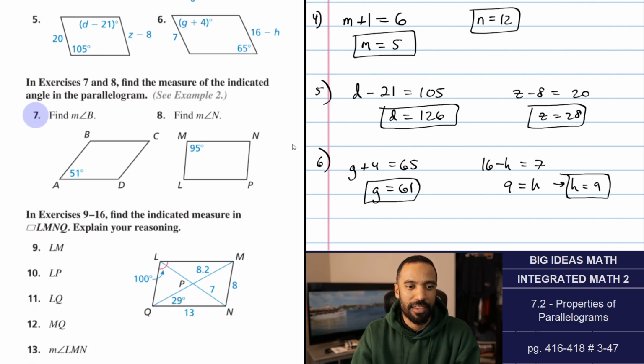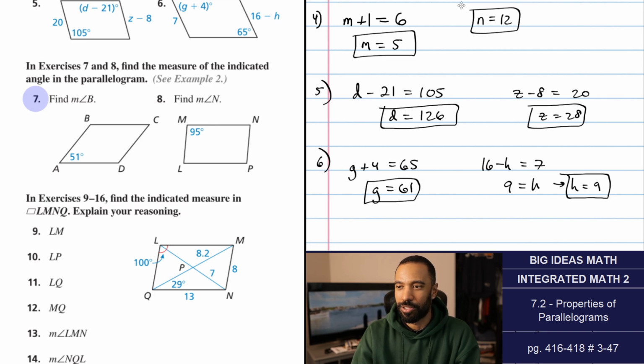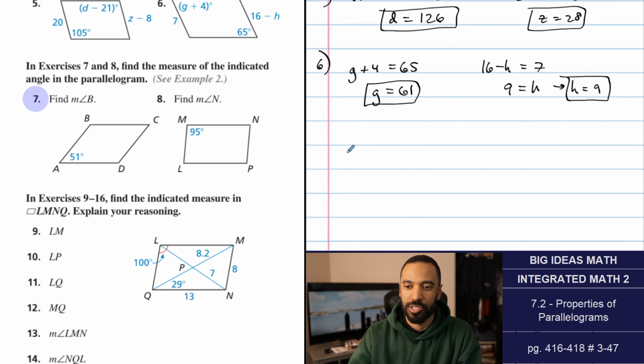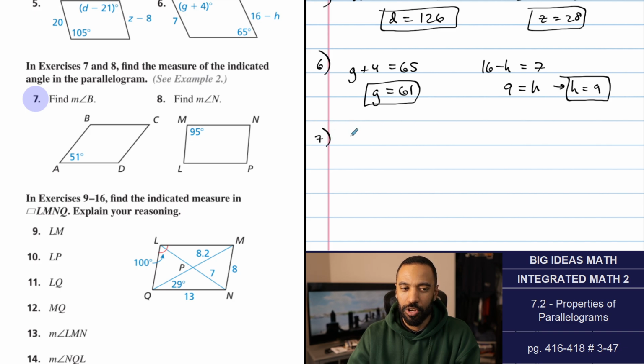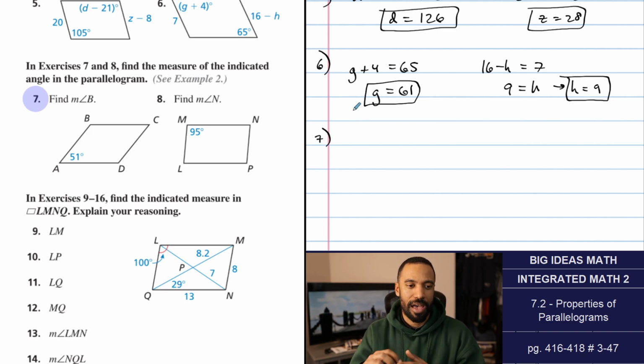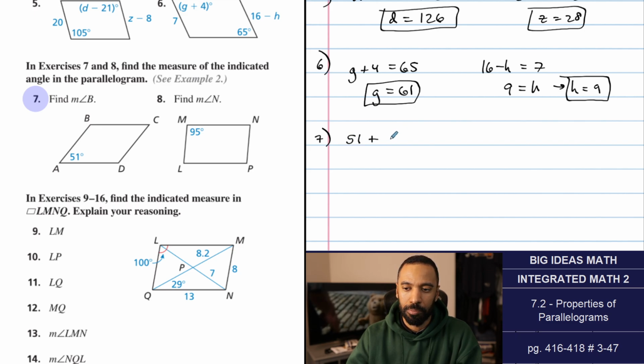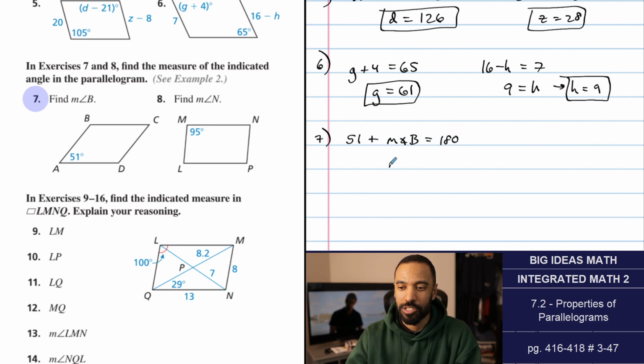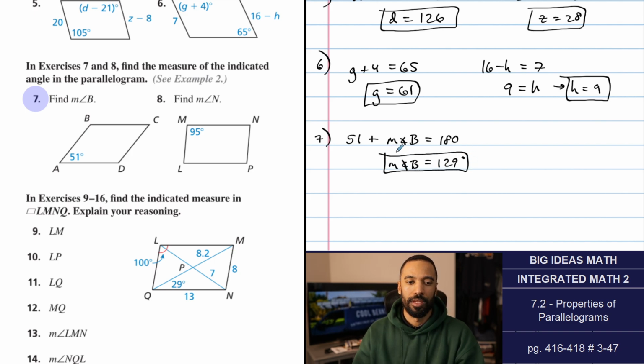Let's go to exercises 7 and 8, where we find the measure of the indicated angle in the parallelogram. On number 7, we want to find the measure of angle B. We know it's a parallelogram, and we have a consecutive angle, measure of angle A, right next to it. Measure of angle A plus measure of angle B should be 180 degrees. They're supplementary. They're same side interior angles with each other. If I subtract 51 from both sides, I'll get measure of angle B equals 129 degrees. That is its measure. Put that degree symbol for short.